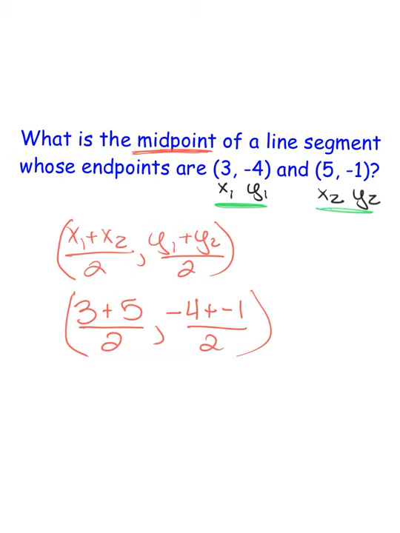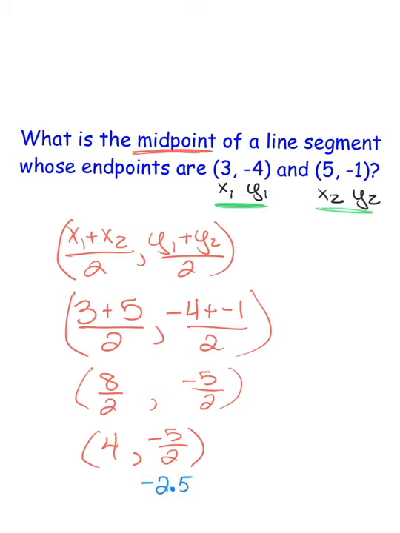Now it's two little math problems. 5 plus 3 is 8, divided by 2 is 4. -4 plus -1 is -5, divided by 2. So my midpoint: 8 divided by 2 is 4, and this we can leave as -5/2, or if you wanted to, you could call this -2.5. Very important: you have to have parentheses. You have to have a comma. It is a point.